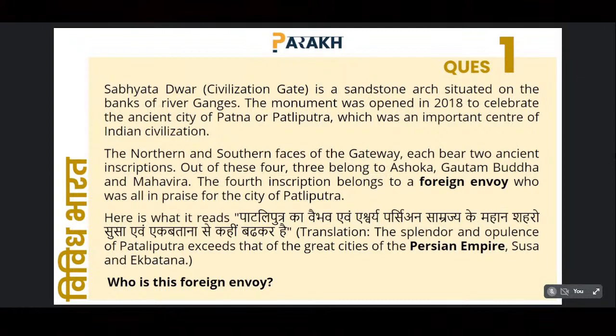The translation is: the splendor and opulence of Patliputra exceeds that of great cities of Persian Empire, Susa and Ekbatana. Who is this foreign envoy? Guys, if the G form is closed on the site, you may reload the site.